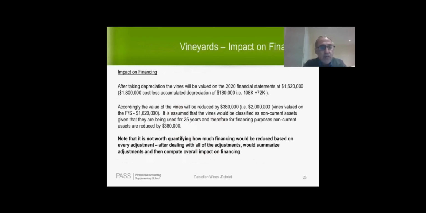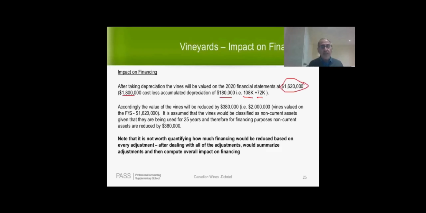Now, the impact on the financing: after taking depreciation, the vines would be valued on the 2020 financial statements at $1,620,000, which is 1.8 million cost, less accumulated depreciation of 180,000, right? Because remember, guys, had they done this correctly, they would have taken 108,000 in 2018 and 2019, 36 plus 72, and another 72K in 2020. So the accumulated depreciation by the end of 2020 would have been 180,000. So if you take cost of 1.8 million less accumulated depreciation, the vines would have been sitting at 1.62 million.